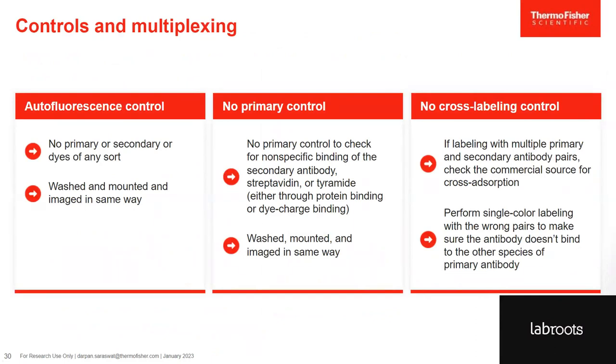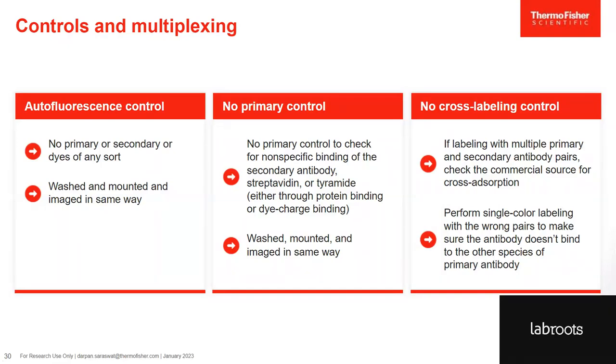Now let's talk about the importance of controls in a multiplexing experiment. They are a very important part of an immunohistochemistry experiment, but often researchers do not realize their importance. If you are doing a multiplexing experiment, you should have three main important controls.